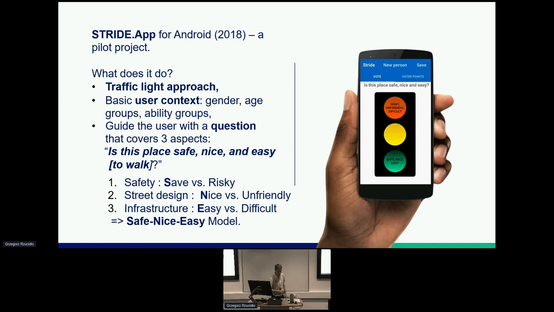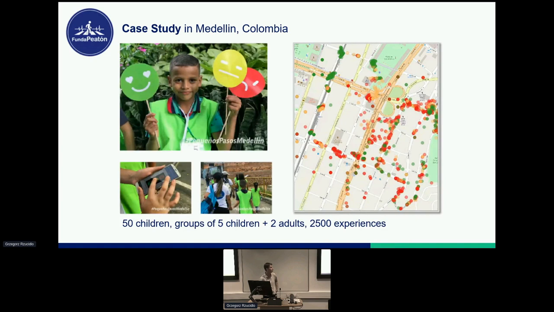If you look at the image, it says here risky, unfriendly, or difficult, and here safe, nice, easy. We programmed that, and we did a trial. We did five case studies. One of them was in Medellin in Colombia. We walked with children, five children in a group, 50 children in total, and each group was with two adults. One problem, of course, was whether we should give the phones to the children. At some point we thought, maybe not.